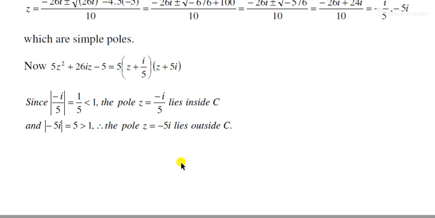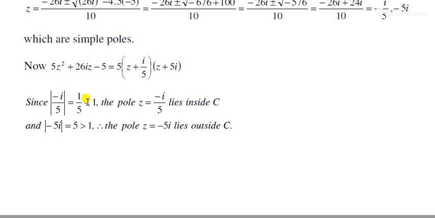Using these two roots, we can factorize the equation as 5 times of z plus i by 5 into z plus 5i. In order to calculate the residues, we are supposed to identify which of these two poles is going to lie inside the contour C and which is going to lie outside the contour C. Now consider the first pole, that is minus i by 5. Absolute value of minus i by 5 is 1 by 5, which is less than 1. Therefore, we can say that minus i by 5 lies inside C. Consider the second pole, that is minus 5i. Absolute value of minus 5i is 5, which is greater than 1. So this is going to lie outside C.